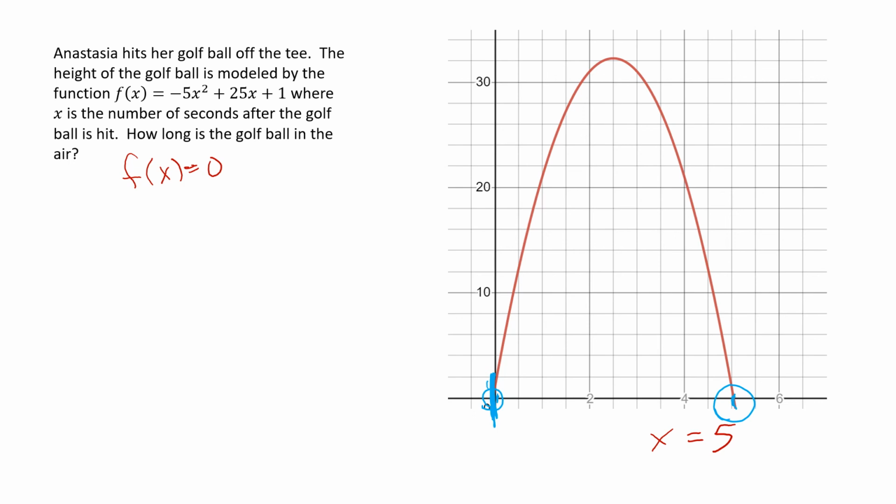So how long was the golf ball in the air? From 0 seconds to 5 seconds, so for 5 seconds. Now, this doesn't tell us how far it went or anything like that. We can get the maximum height if we wanted to. And that's what we were doing last chapter. Right now, though, we're focused on when it hits the axis. So that's what we're looking at, graphs and tables, looking for those x-intercepts.